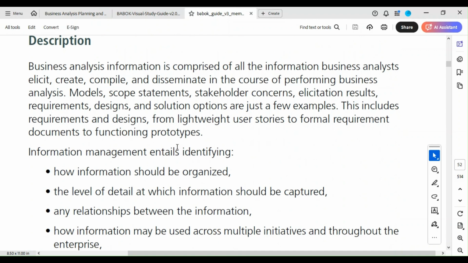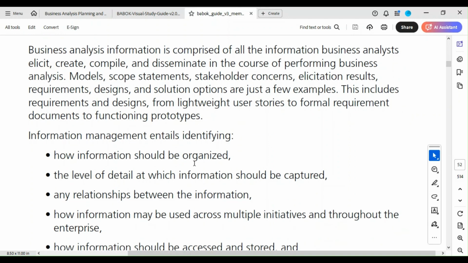Models, scope statements, stakeholder concerns, illustrations, results, requirements, designs, and solution options are just a few examples. There are so many. Could it be the scope of the project, or information about stakeholders? Could it be concerns, illustrations, results, and all whatnot? This includes requirements and designs, from lightweight user stories to formal requirement documents to functioning prototypes. So just think about any information you would be collecting in the course of your work or your project.